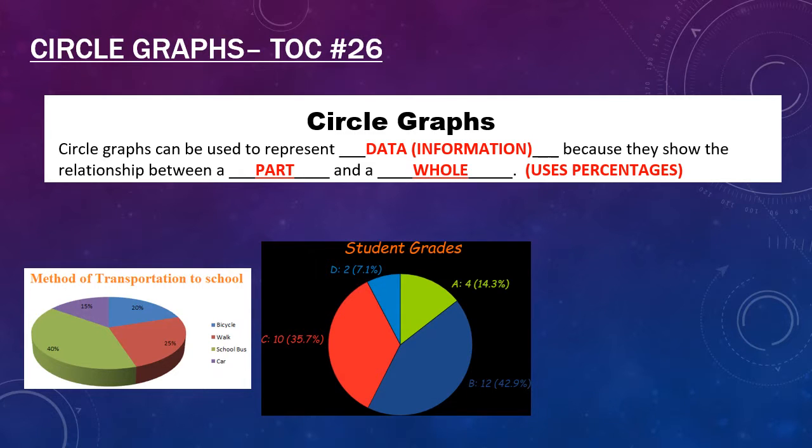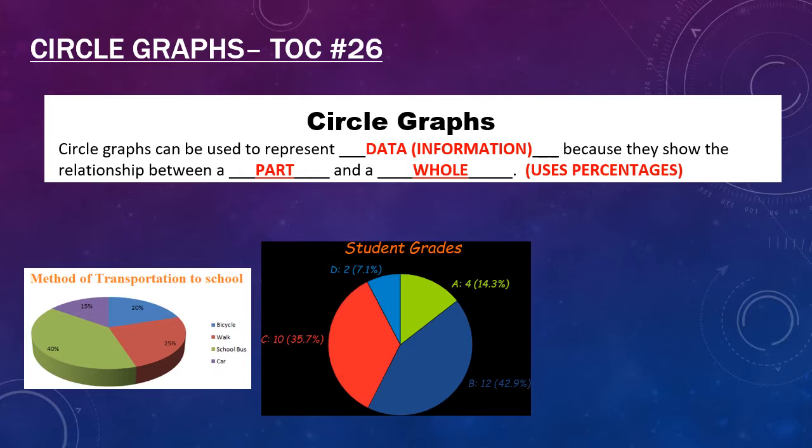Here's the next one that you see. And in this example, it's students' grades. So if you look at this example, we have 42% or almost 43% of the students have B's. And out of this group, that means 12 students because they have a 12 there. So that means that 42% or 43% represents 12 students.